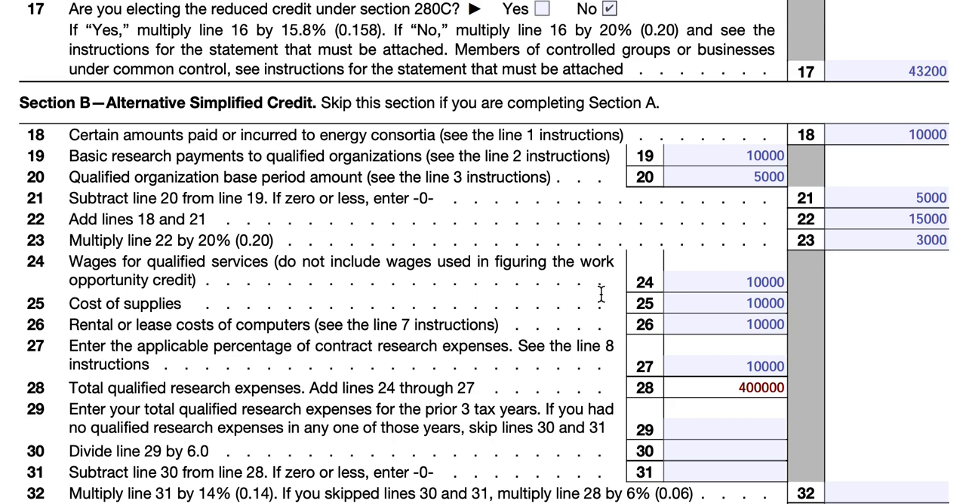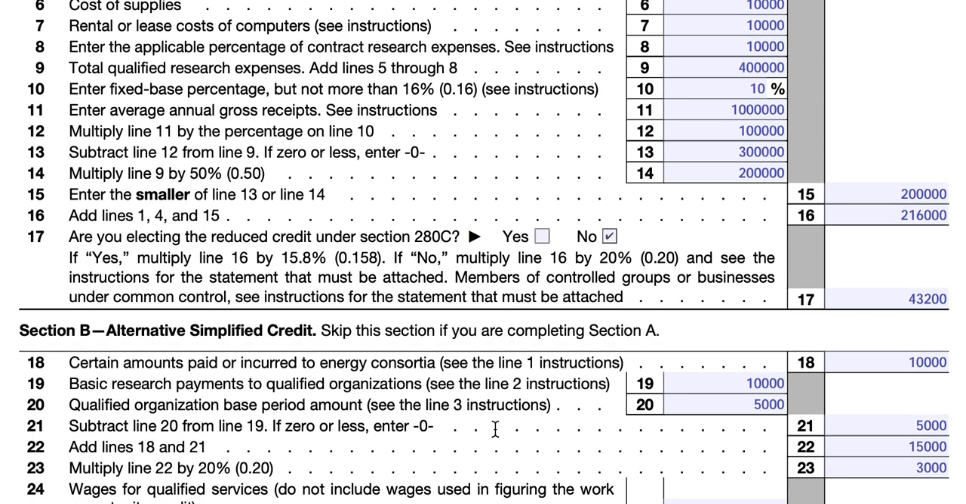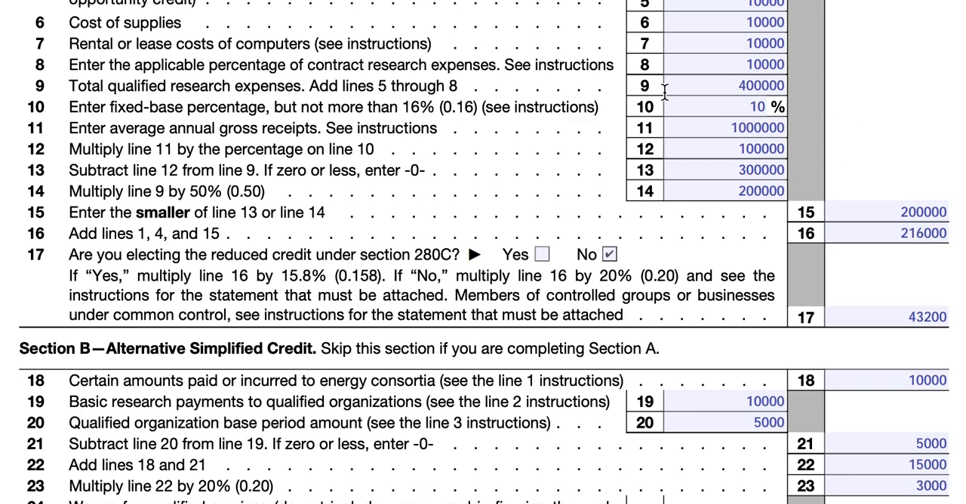Now on line 29, you're going to enter your total qualified research expenses for the prior 3 tax years. So if you did not have any qualified research expenses in any one of those years, you can skip lines 30 and 31, go straight to line 32. Okay, so what did we put?